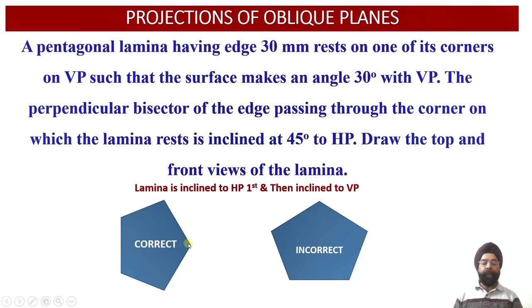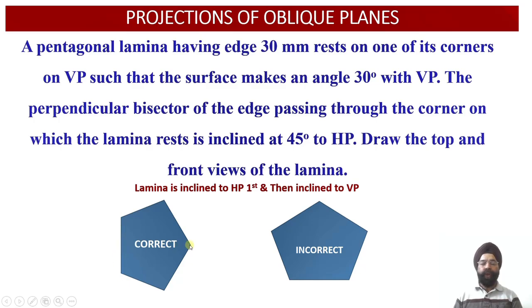So here we are provided with the apparent length of the shortest distance between the vertex and the midpoint of the opposite edge. And now we have been provided with the fact that the true length of this perpendicular bisector of the edge passing through the corner on which the lamina rests on the vertical plane is inclined at an angle of 45. So here, now, we obtain the apparent length of the shortest distance between the point D, which lies in the vertical plane, and the midpoint of the edge AB over here. So this is the apparent length.